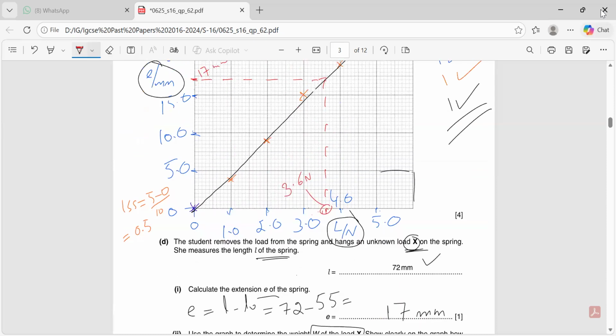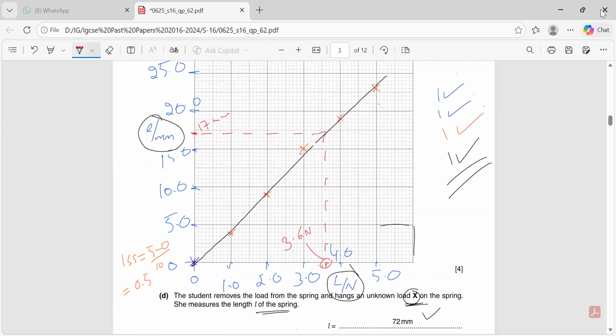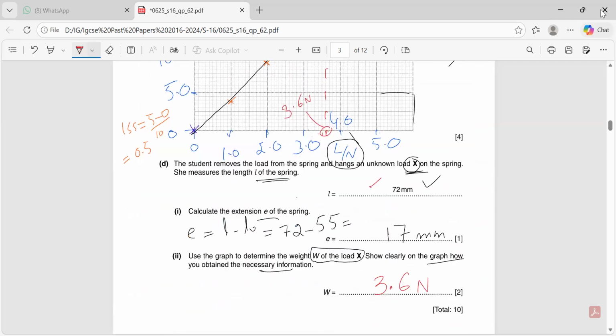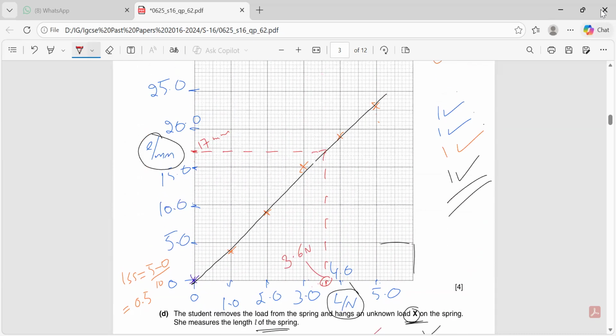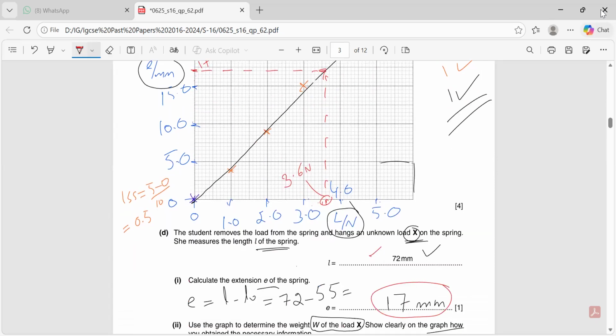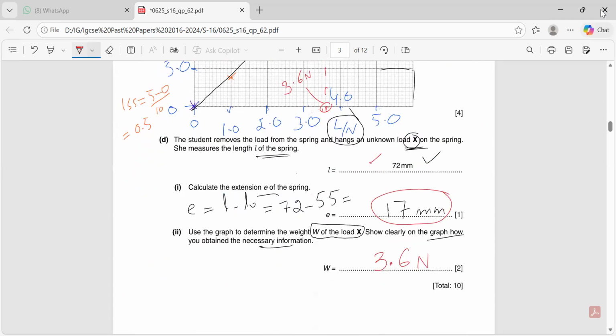So first of all, we located 17 on the extension axis, because when the unknown load was attached to the spring, the length of the spring increased to 72. Then we calculated the extension that came to be 17 millimeter. So we first locate on the extension axis, which is the y-axis, where 17 millimeter is, then a horizontal line, then wherever the horizontal line intersects with the graph, from there a vertical line downward till it intersects the load axis or weight axis, and we can get the answer.